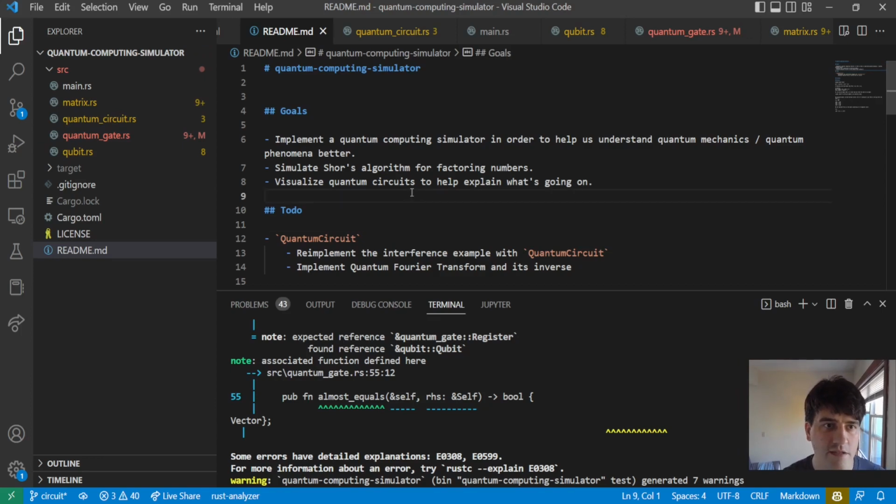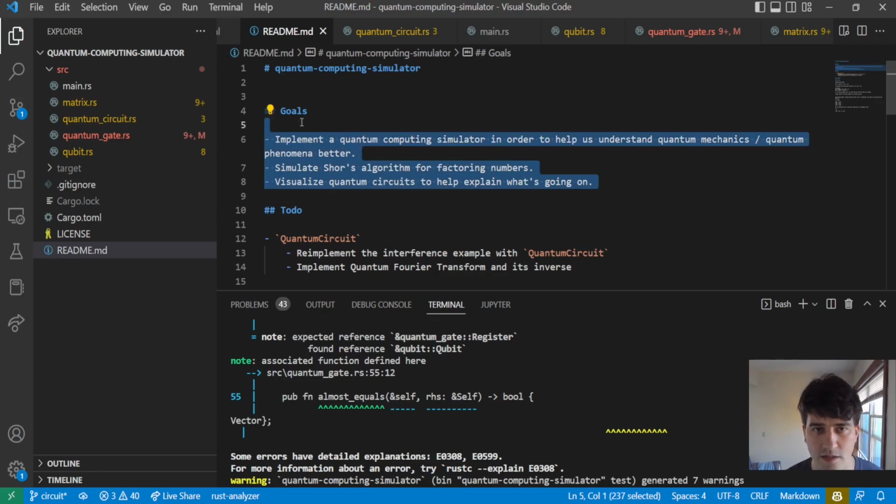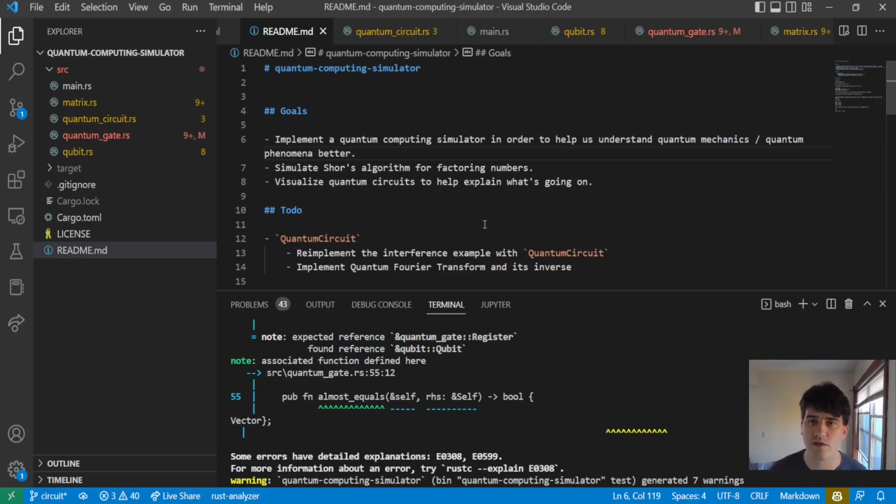So we're back to part three of implementing, or simulating, I should say, a quantum computer in Rust. The goals here were to implement a quantum computing simulator in Rust in order to help us better understand quantum mechanics and quantum phenomena.